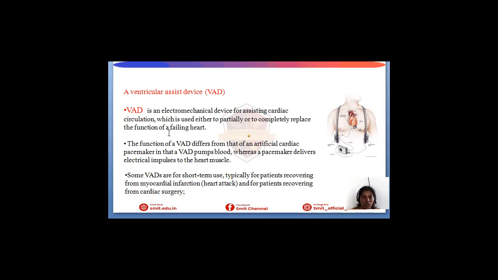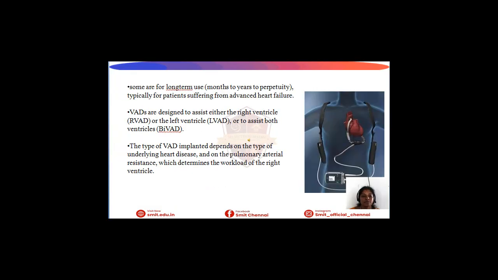VADs are for short-term use to recover patients from myocardial infarction, like a heart attack, and to recover from cardiac surgery. Some use this for the long term. Typically, they are suffering from advanced heart failure. There are two types of VADs available: RVAD and LVAD. RVAD is used for the right ventricle and LVAD is used for the left ventricle. There is also another type, BiVAD, to assist both ventricles.